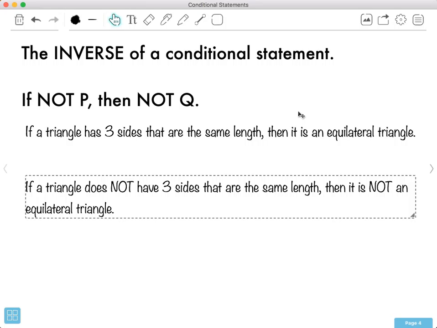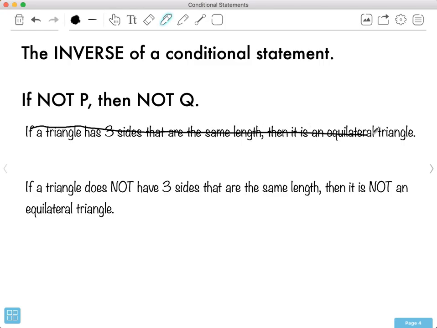Negating both the hypothesis and the conclusion gives me the inverse of the conditional statement. So my inverse is shown here. And again, you might have to play with the wording or the grammar a little bit, but it's the idea that you're negating both the hypothesis and the conclusion.